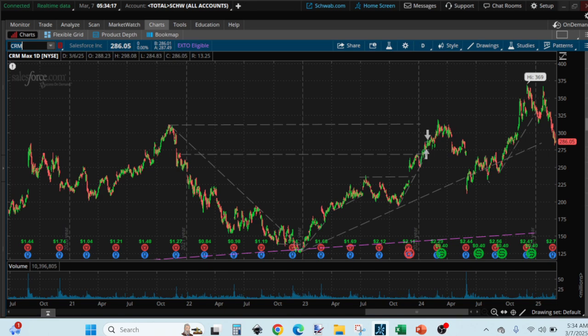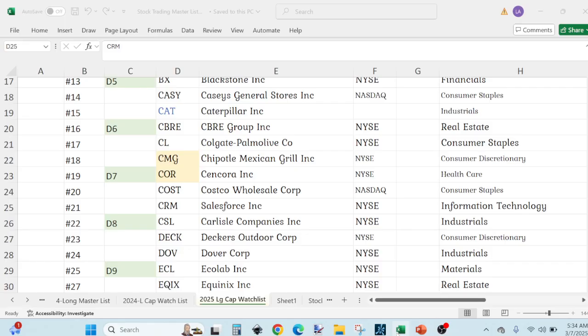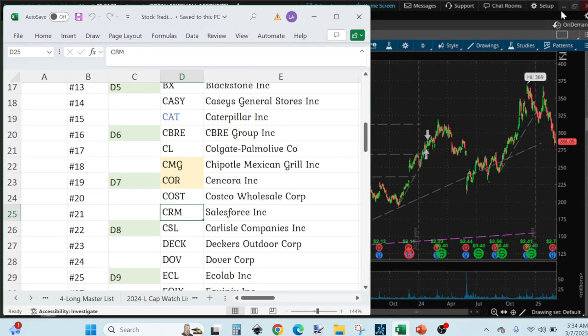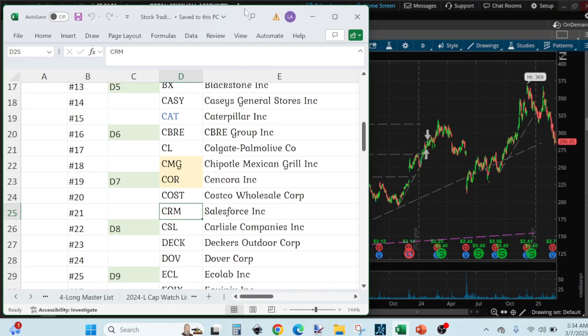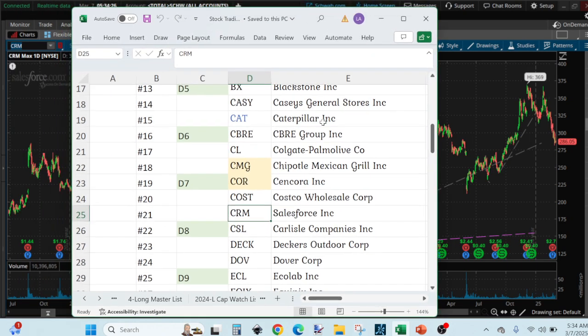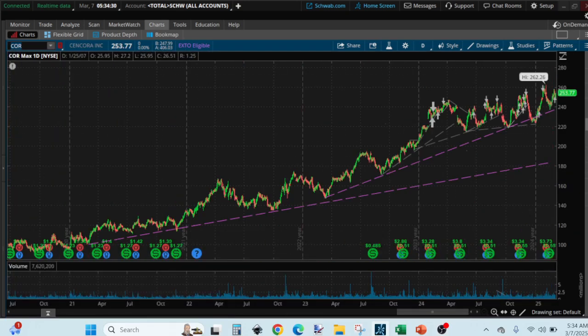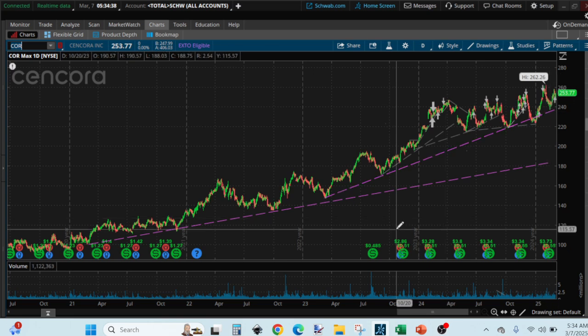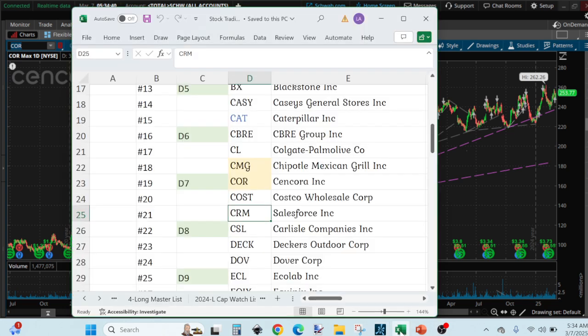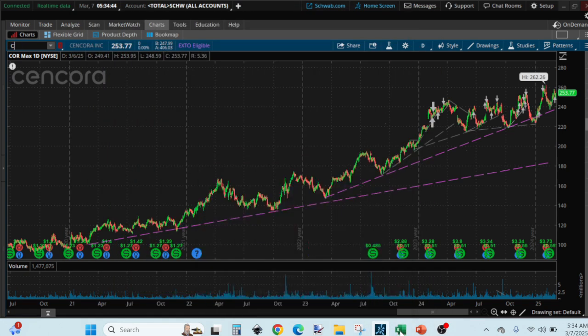I will just have it this way, and this one is COR, and COR I will compare pretty much what I bought it to, where it is going and what it did, and I will just move to the next one, which is COST.